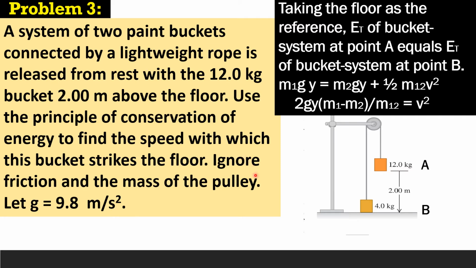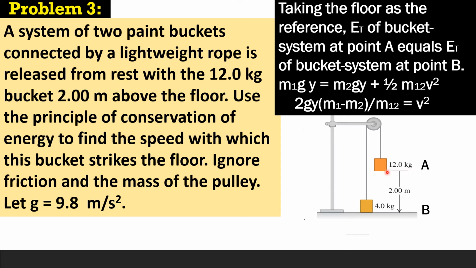This is our last problem. We have a system of two pink buckets connected by a lightweight rope and is released from rest with a 12-kilogram bucket 2 meters above the floor. Use the principle of conservation of energy to find the speed with which this bucket strikes the floor. So as usual, ignore the friction and the mass of the pulley.